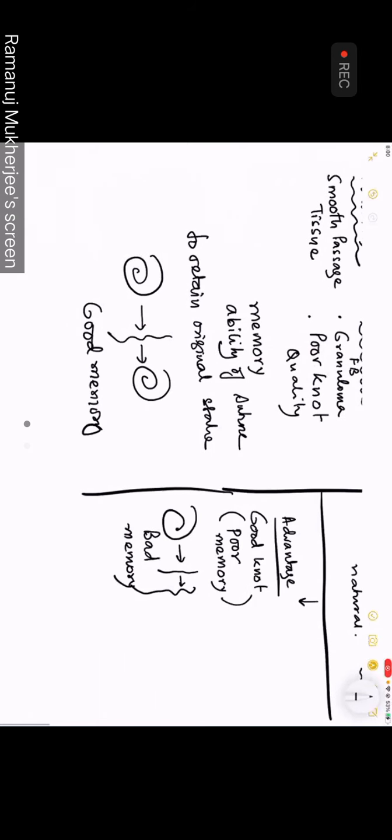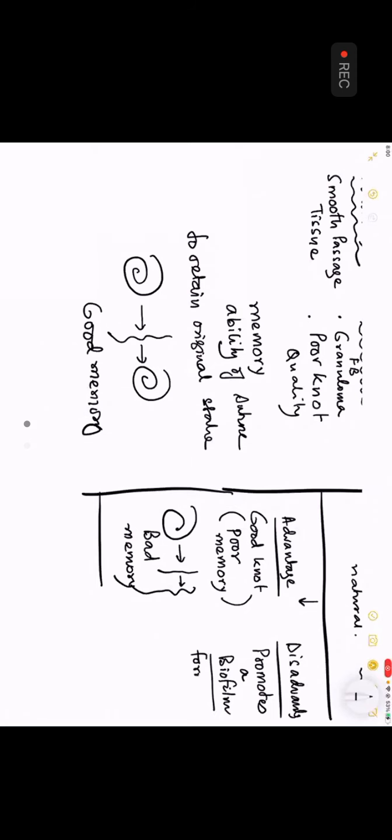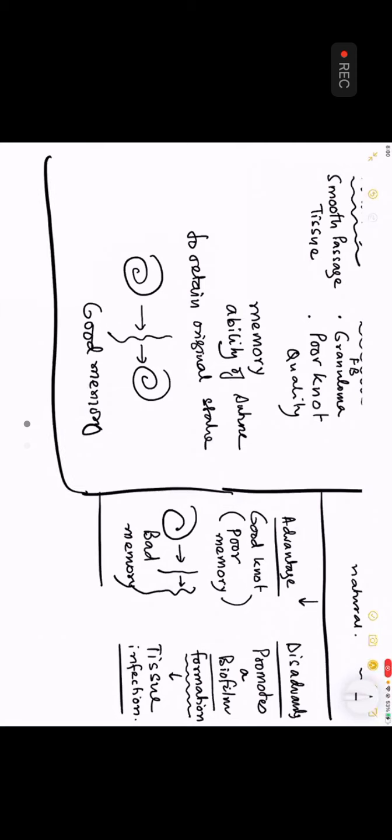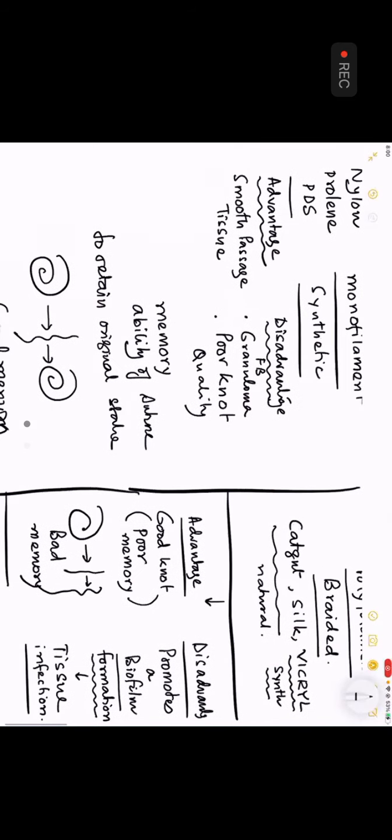So this is a good knot that forms. The disadvantage of this is only one: it promotes biofilm formation and promotes tissue infection. So this completes the list. Have you completed writing, sir? Yes, sir. Good.